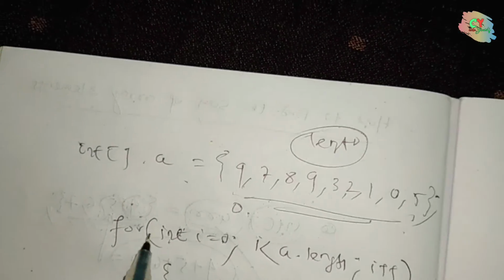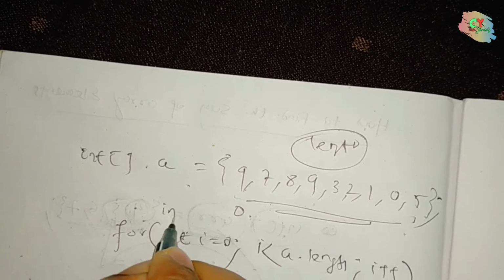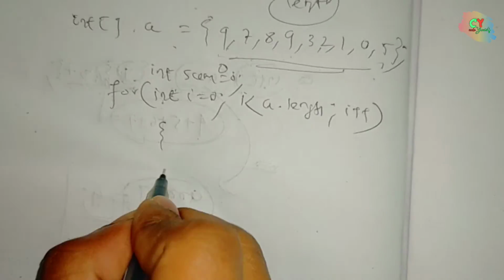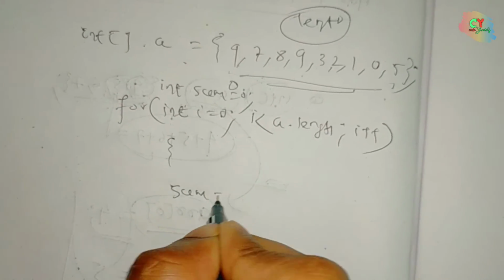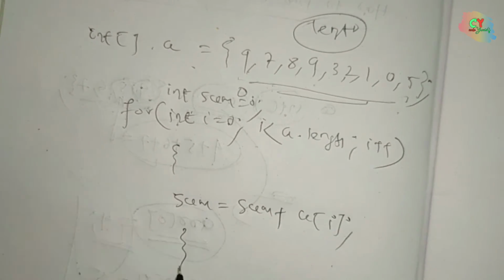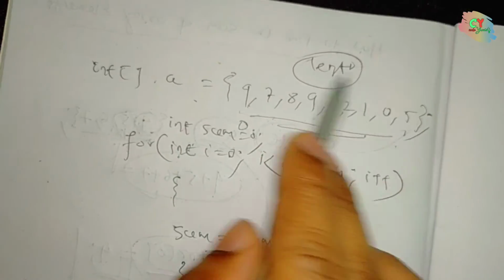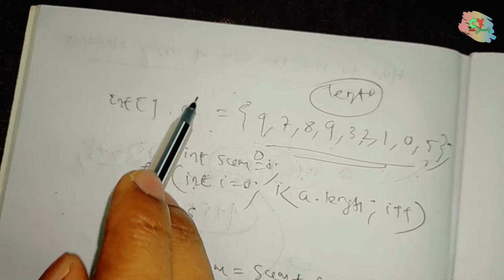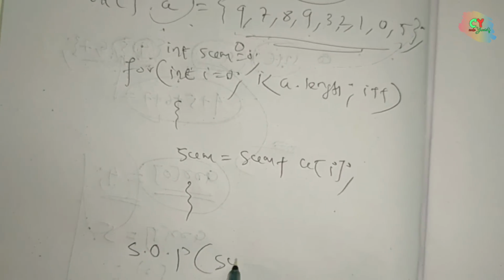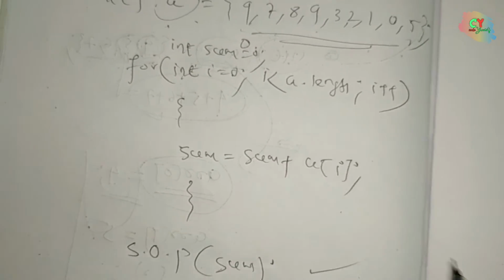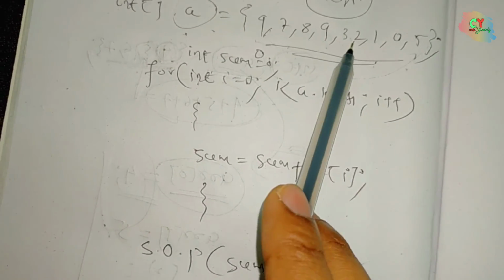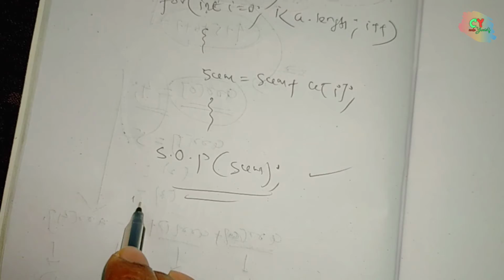Now initially we have to declare a sum variable, int sum equal to 0. Now here we can write sum equal to sum plus a of i. This will give the total sum of the elements present inside the array a. Now we can simply print that value, sum. This is the logic to find out the sum of elements present inside an array. Understood? This is the logic.